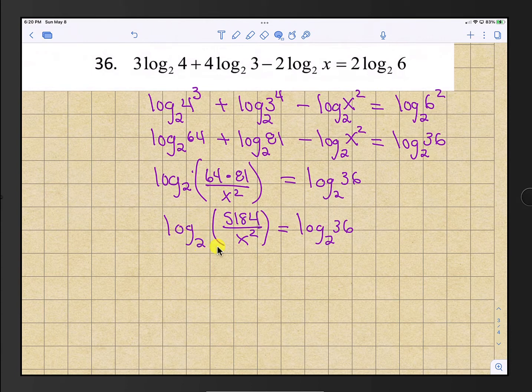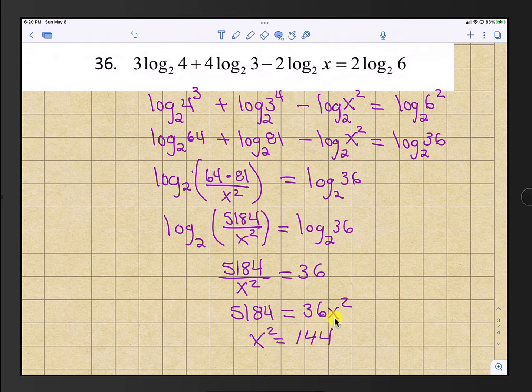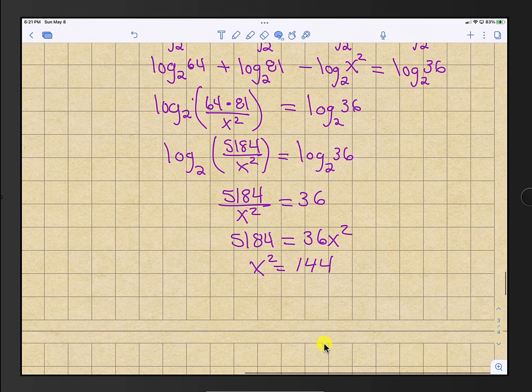Now we have log base 2 of something equals log base 2 of something else. So let's drop the logs off. And now we have 5184 over x squared is equal to 36. Well, let's multiply by x squared on both sides. So we have 36 times x squared here. And then let's divide by 36 on both sides. And 5184 divided by 36 is 144. So x squared is 144. Let's take the square root of both sides to get x is equal to plus or minus 12.